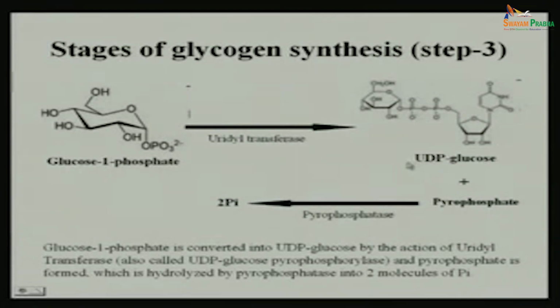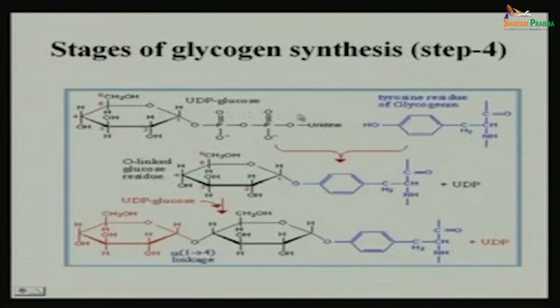That means uridine diphosphate. In the presence of pyrophosphatase, it releases 2 inorganic phosphates. Now in this step, once this UDP glucose is produced, the synthesis of glycogen takes place. Now see, for glycogen synthesis, glycogenin protein is playing a significant role.